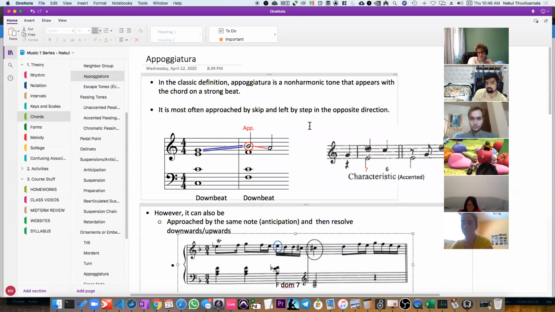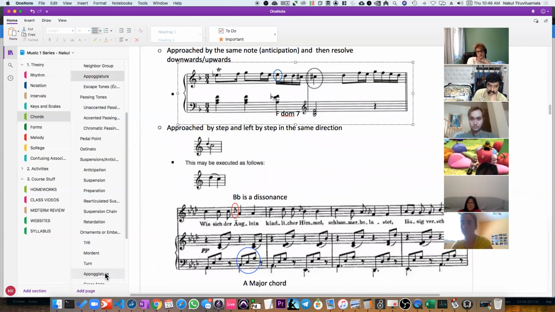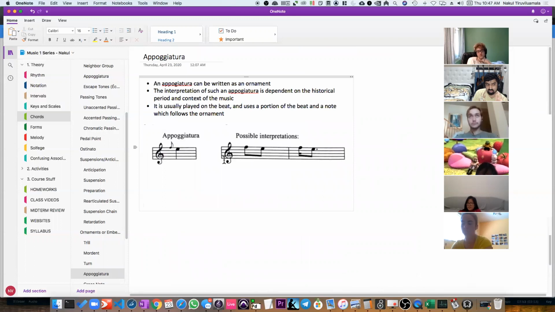So I guess in all examples of the appoggiatura, except for the ornamented case, the appoggiatura is approached by skip and left by step in the opposite direction. But in the ornamented case of the appoggiatura, you can have three notes moving in the same direction.